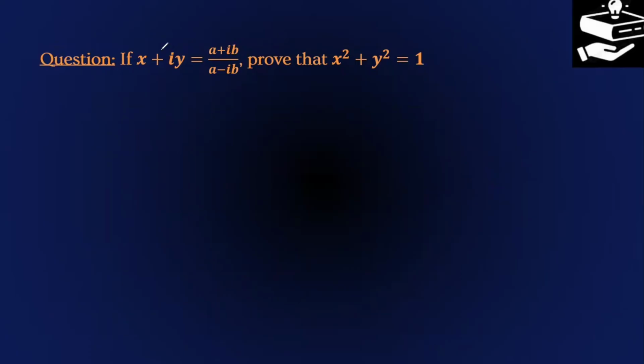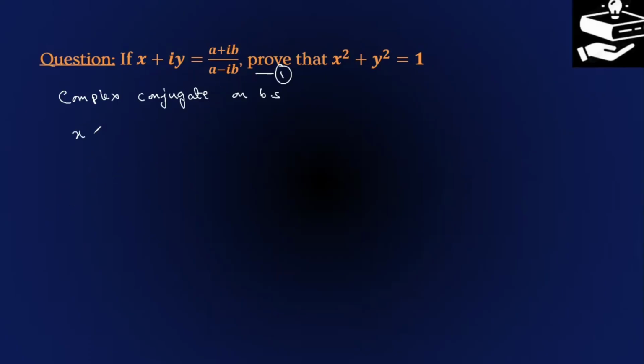Let's say you have been given x plus iy is equal to a plus ib over a minus ib, and you need to prove x square plus y square is equal to 1. How can we prove this? Let's say this is equation number 1. What I am doing is taking the complex conjugate on both sides. What will we get?